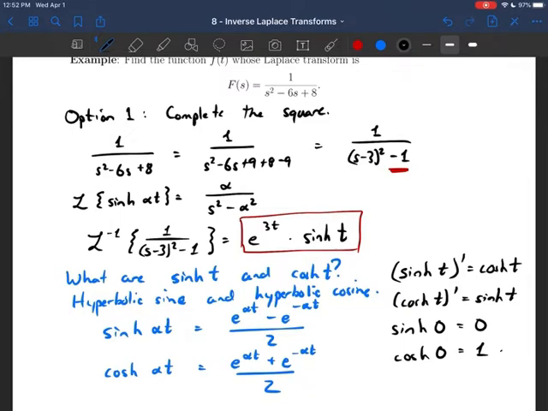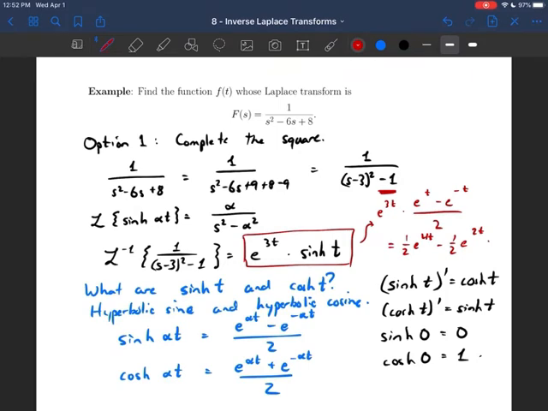All right, so that's just a quick little primer on those guys. But so we can write our answer in this way. But if we do that, then we might also notice that this is equal to e to the 3t, by definition, times e to the t minus e to the minus t over 2. So that becomes 1/2 e to the 4t minus 1/2 e to the 2t. All right, so that's an alternate way of writing the same solution.